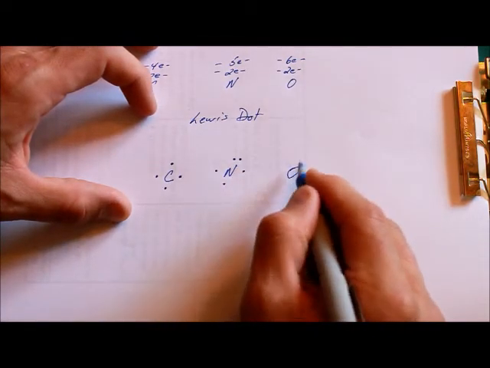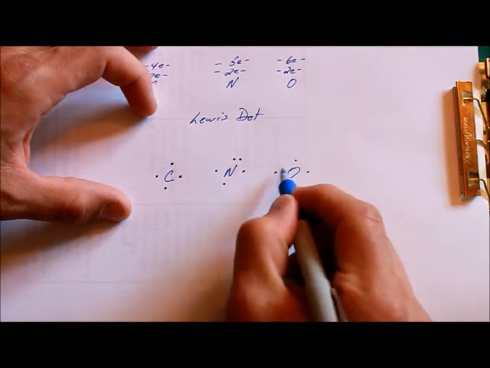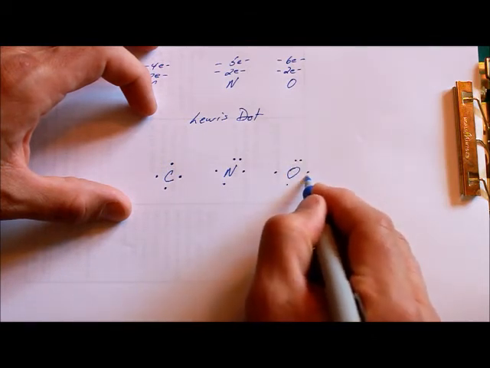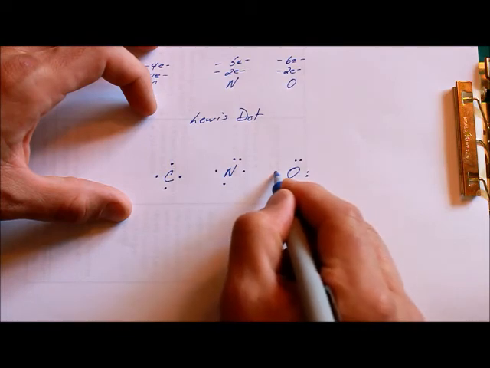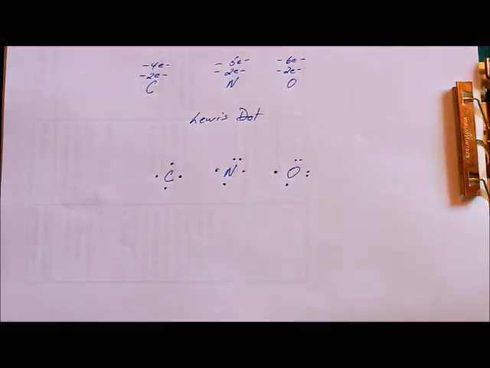So for oxygen, there's 6 in the outermost, so we start off 1, 2, 3, 4, and then we start pairing 5, 6. So it has 2 unpaired electrons. And that's how you draw Lewis dot diagrams.